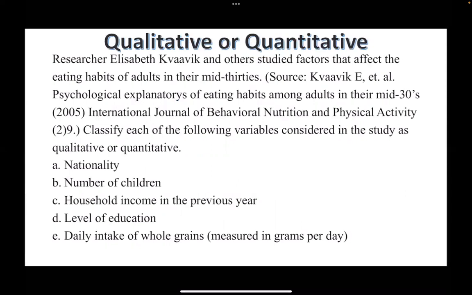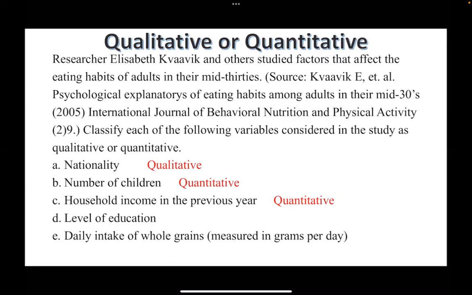So nationality, quantitative or qualitative. If you're nationality, you're not going to do any math with nationality. So that's definitely qualitative. Number of children, I can do math with that. I have 4 children. I have twice as many children as my youngest daughter. That would be quantitative. Household income in the previous year. Oh, we all are doing math with our income. All of us. Mostly subtraction. That's quantitative.